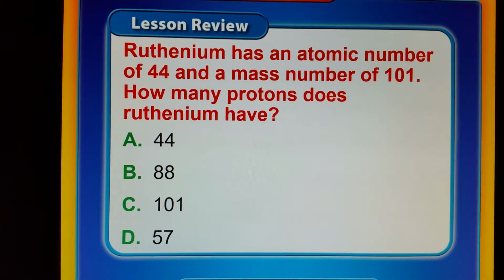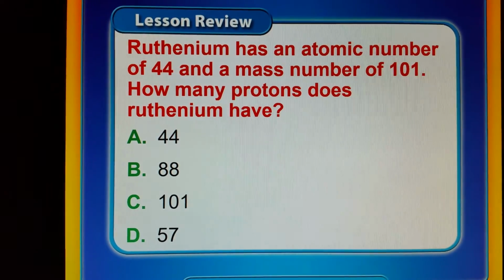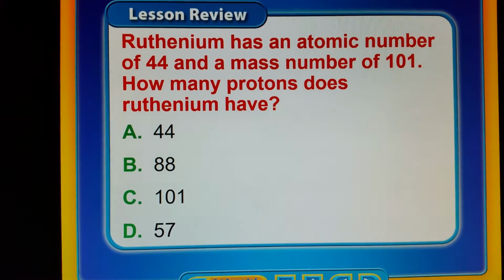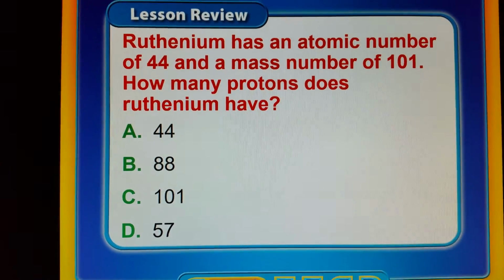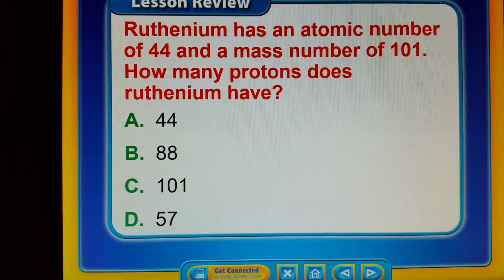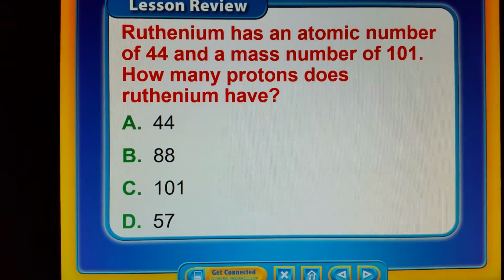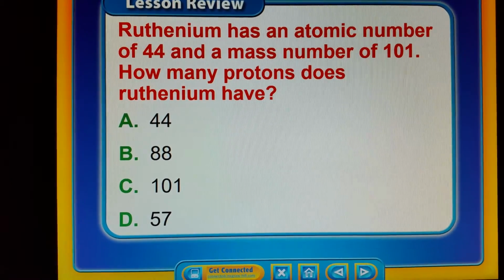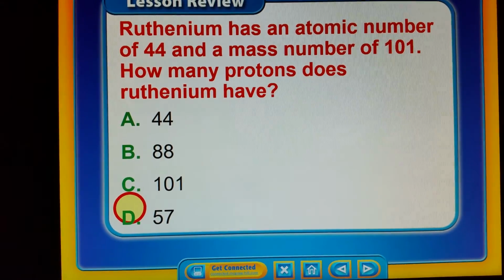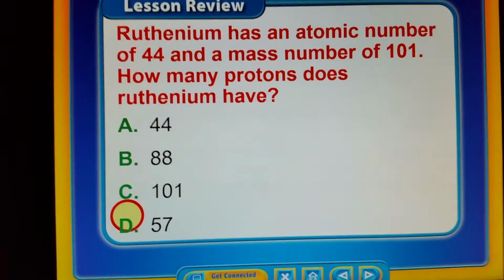Lithium had an atomic number of 44 and a mass number of 101. How many protons does it have? A, 44, B, 88, C, 101, or D, 57. I'll give you time to do your math. Very good, boys and girls. Excellent choice.